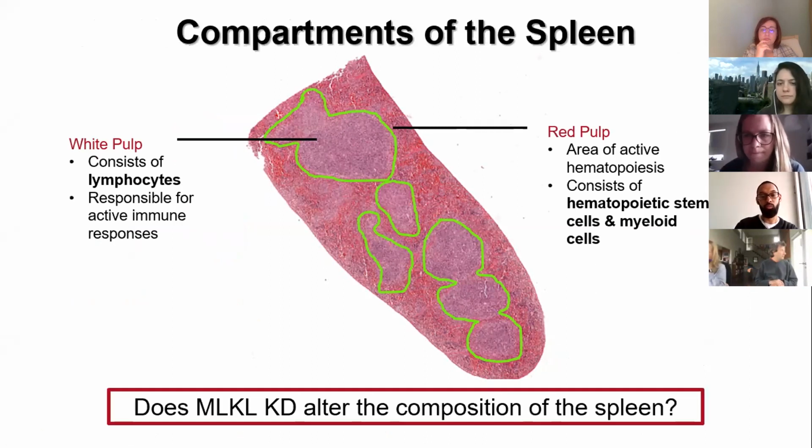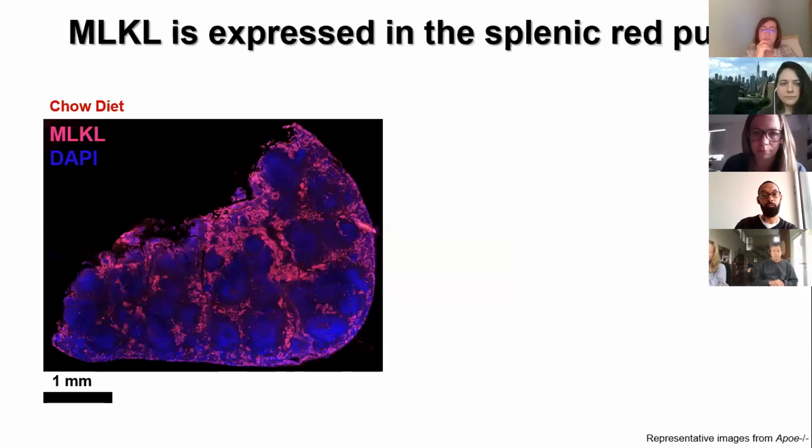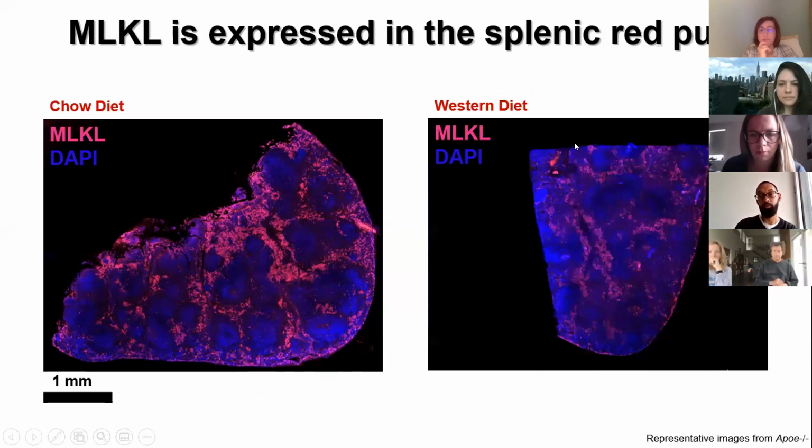So we wanted to ask whether MLKL knockdown altered the composition of the spleen. But first, we wanted to see where MLKL was expressed in the spleen. You can see here, MLKL is in red. It's actually quite nicely restricted to the splenic red pulp. And this is an ApoE mouse after chow diet. However, after we feed the mouse a Western diet, you can see that while MLKL is still in the red pulp, its expression level dramatically decreases, suggesting that MLKL has an endogenous role in splenic hematopoiesis.